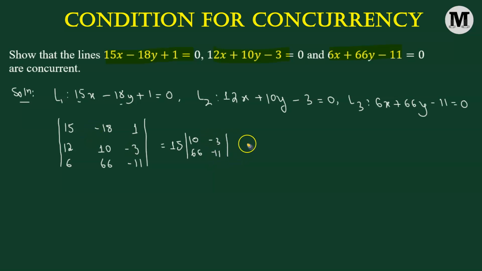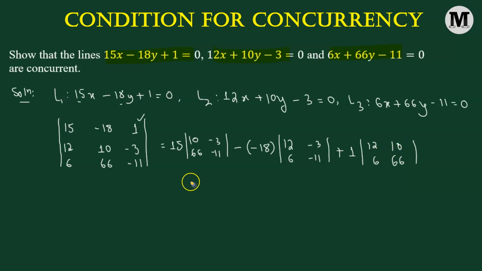Then the next term will be negative, and we have negative 18 here. That is going to get multiplied by another 2 by 2 determinant, formed by rejecting the row and the column that contains negative 18. So that leaves us with 12, negative 3, 6 and negative 11. And then we have the third term: positive 1 multiplied by a 2 by 2 determinant, formed by rejecting the row and the column containing the value 1. So we are left with 12, 10, 6 and 66.